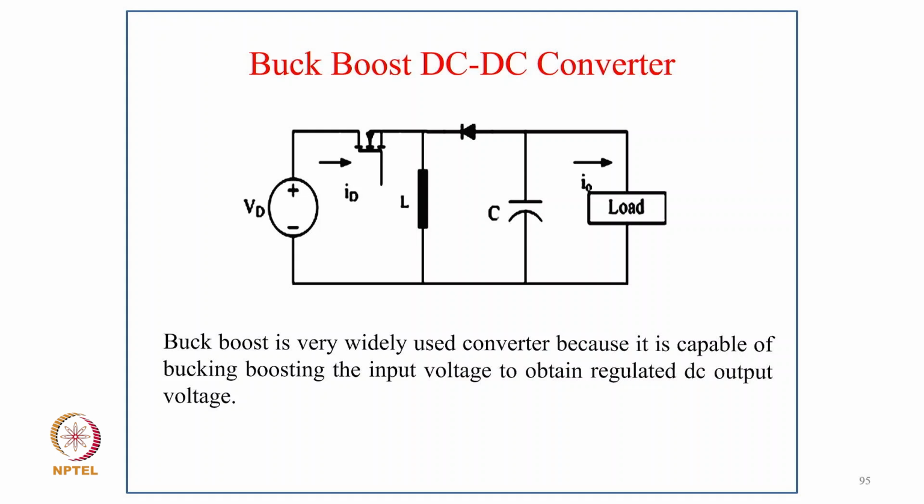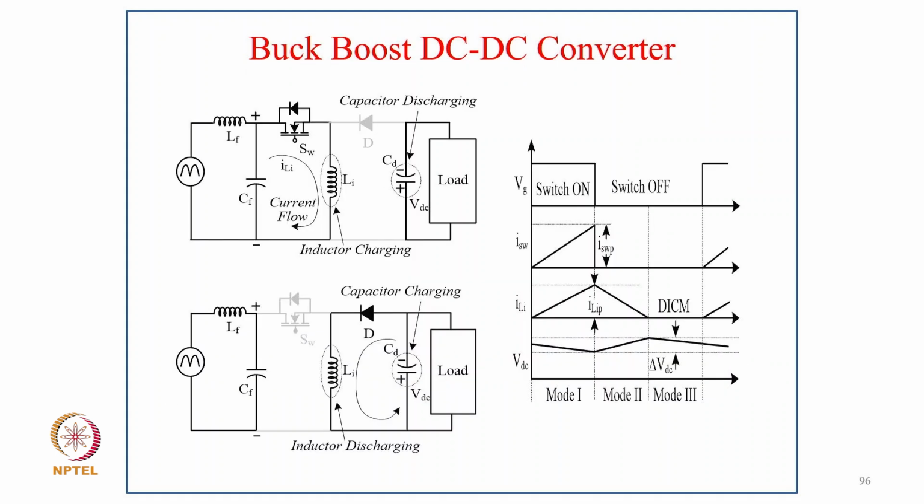Of course, the drawback of this converter is that the output voltage polarity is reversed, as you can see, because of diode conduction. But the advantage is that you get buck and boost operation with the same number of components as in the buck converter as well as in the boost converter. One switch, one diode, one inductor, and of course an output filter capacitor. So the buck-boost converter is very widely used because it is capable of bucking or boosting the input voltage to obtain a regulated DC output voltage.